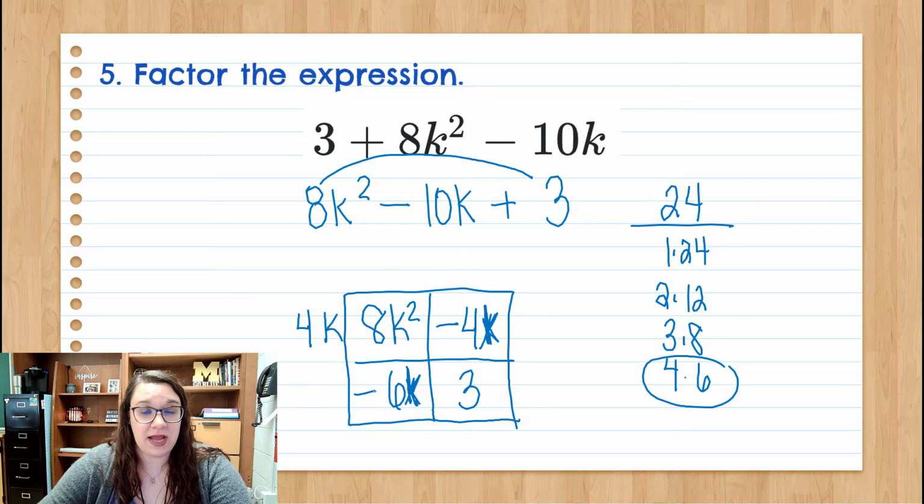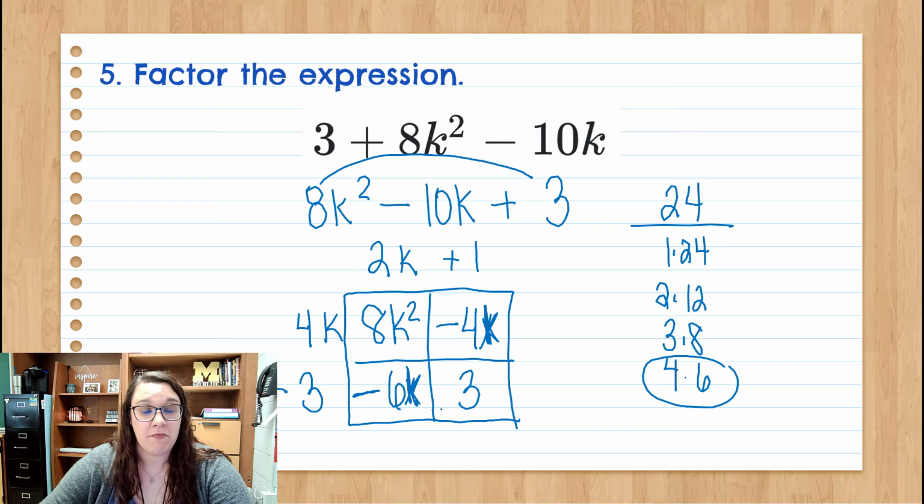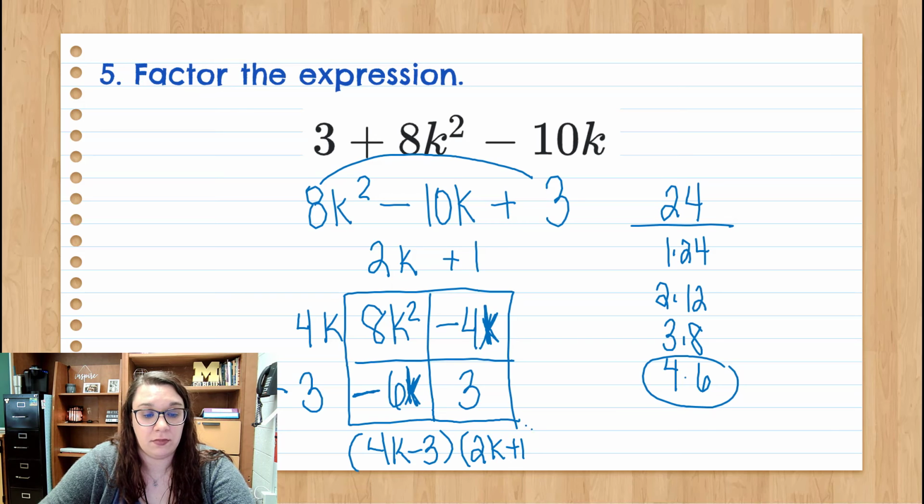All right, on my next row, I've got negative 6 and 3, means I can pull out a 3, and since the negative's on the closest ones, I'll use a negative. From the first column, between 8 and 6, I can pull out a 2, and they each have k's. And then between the 4 and the 3, I can't pull anything out, so I'll use a 1. My final answer here is 4k minus 3 and 2k plus 1. Let's try one last one to make sure we've got it all together.